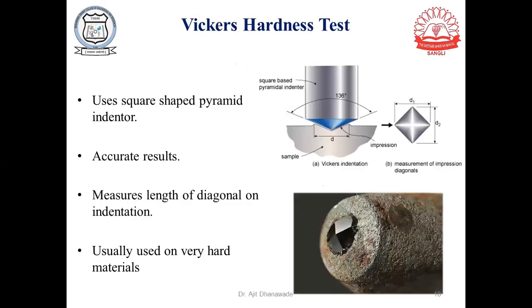Okay, next test is the Vickers hardness test. In this case, instead of a ball shaped indenter, a square shaped pyramid indenter is used, something like this. You can see in this diagram also. Is it visible?